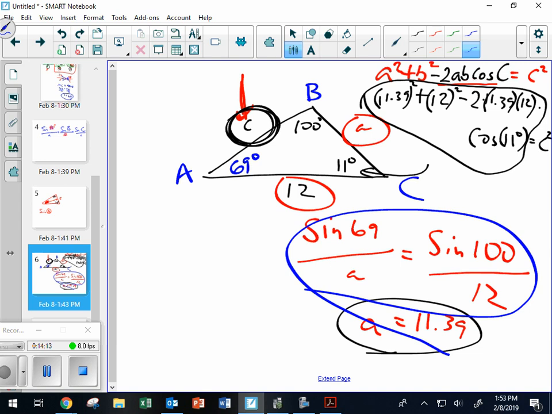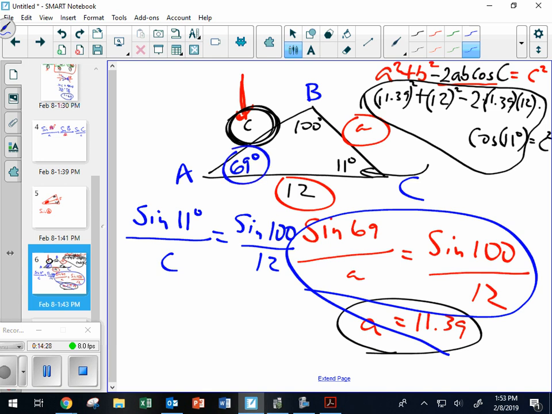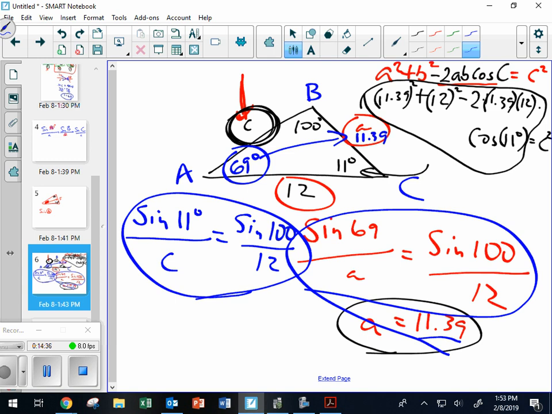I would do sine of 11 over C is equal to sine of 100 over 12. Or I could have said sine of 69 over A, which we figured out was 11.39. But that's a lot easier than the law of cosines way. So why is the law of cosines even there?